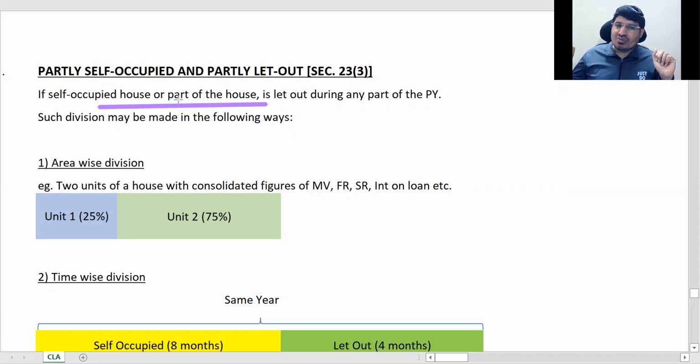So that one unit also is treated as an independent house. So that is why you either talk about a house property or a part of a house which is independent as such. That is what it means.